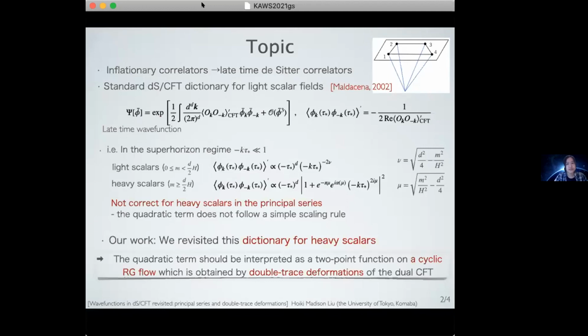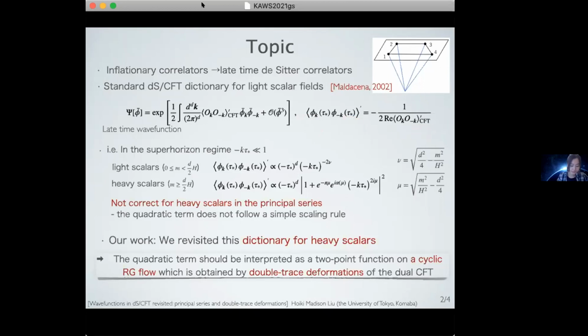And as some of you might know, the standard dS/CFT dictionary for light scalar fields suggests that the late-time wave function on d+1 dimensional de Sitter space is equivalent to the generating function of the dual CFT in d dimensions. And so the coefficients in the wave function can be expressed in terms of their dual CFT correlation functions, and so could the late-time correlation functions.